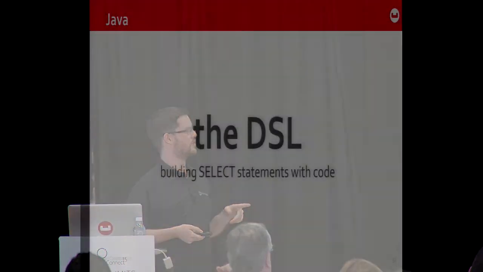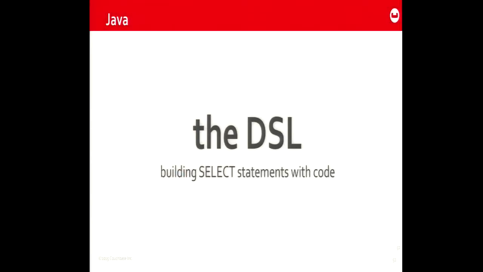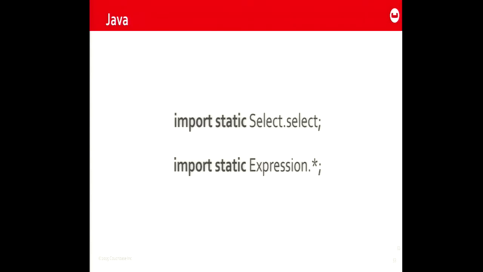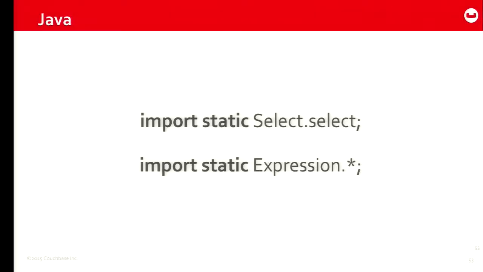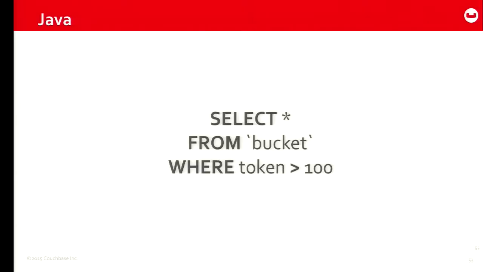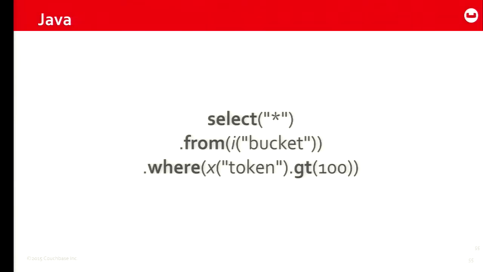But there's something more in the Java SDK. There is the DSL. The DSL allows you to build select statements with code. Basically, you get type safety, and you get guidance from auto-completion and stuff like that. So it won't allow you to do a select where you have to specify a from clause. The DSL gives you that. You begin by statically importing the select method and all the static methods in the expression class. To do this statement, select star from bucket where token greater than 100, you can use this code. Looks pretty much the same, right?